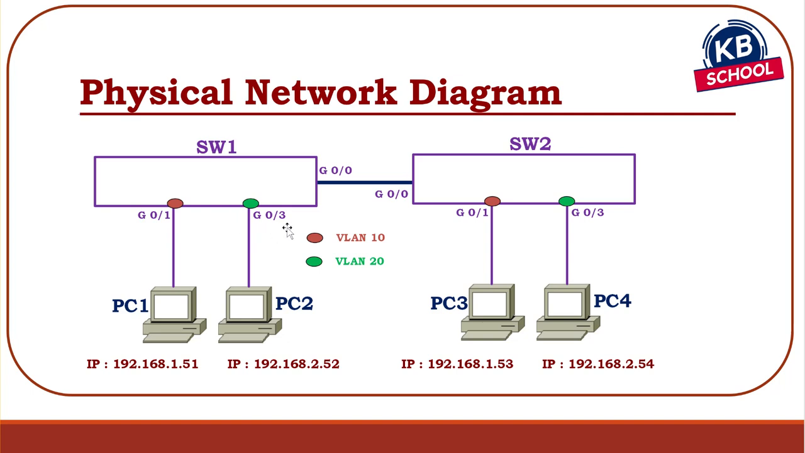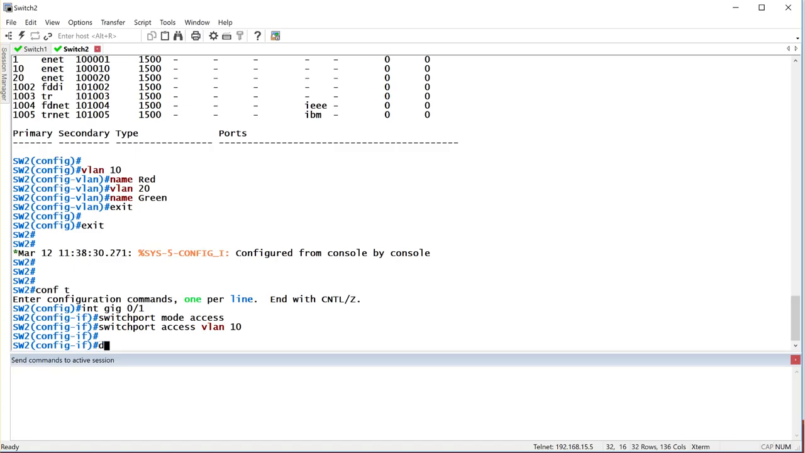The next thing is gig 03, which is the port connected to PC2. Gig 03 on switch 2 is connected to PC4. So these two ports, gig 3 of switch 1 and gig 3 of switch 2, should be in VLAN 20. So how do I go about doing it? We'll do a before and after.